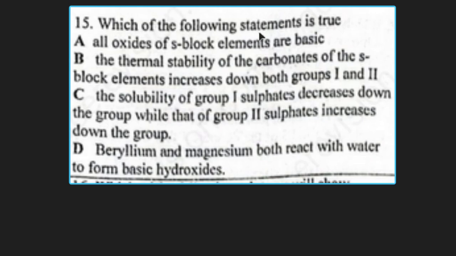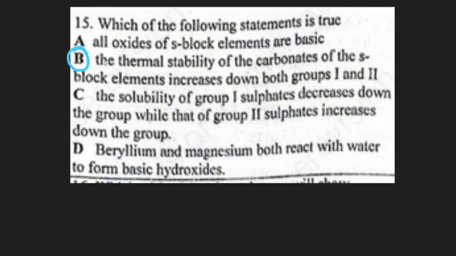Question number 15. Which of the following statements is true? A. All oxides of S-block elements are basic, which of course is false because beryllium oxide is amphoteric. B. The thermal stability of the carbonates of the S-block elements increases down both groups 1 and 2. That is a true statement due to increase in atomic size. C. The solubility of group 1 sulfates decreases down the group while that of the group 2 sulfates increases. No, that's not a good statement. D. Beryllium and magnesium both react with water to form basic hydroxide. That's not true. So our best option is B.